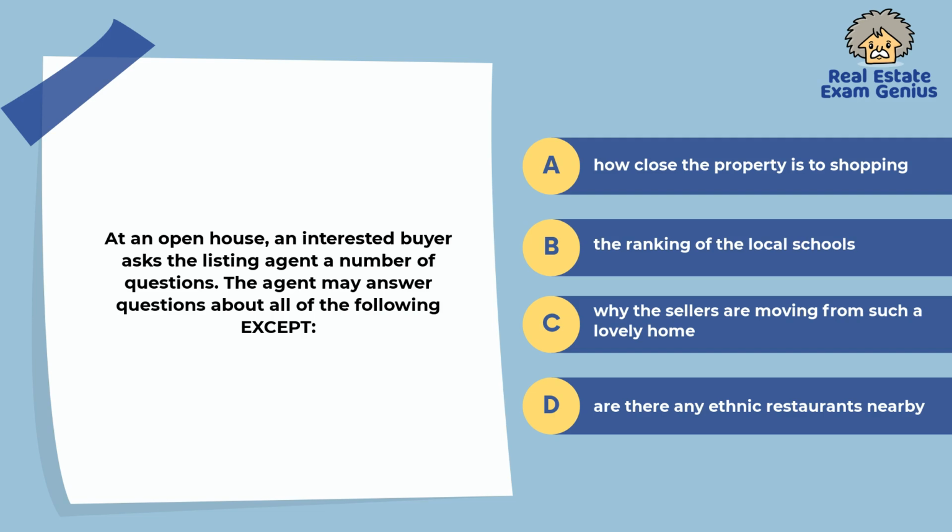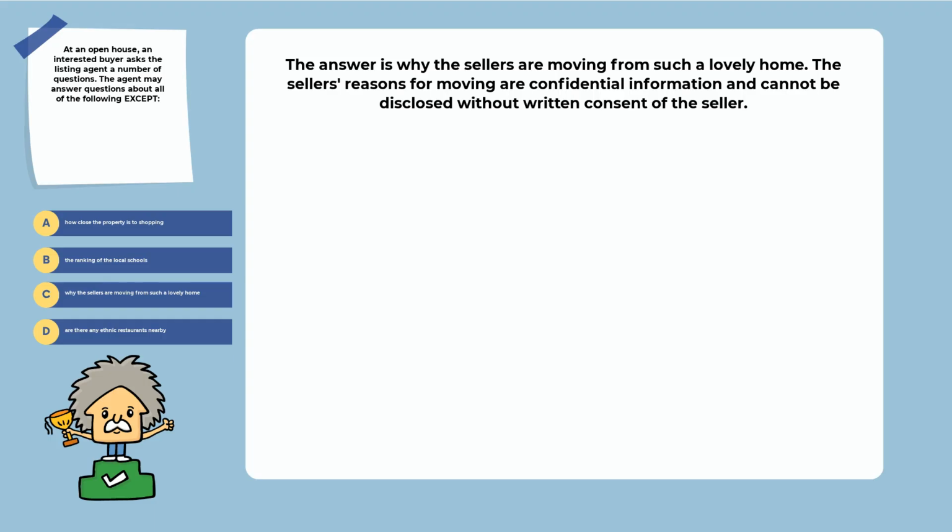At an open house, an interested buyer asks the listing agent a number of questions. The agent may answer questions about all of the following except how close the property is to shopping, the ranking of the local schools, why the sellers are moving from such a lovely home, are there any ethnic restaurants nearby. The answer is why the sellers are moving from such a lovely home. The seller's reasons for moving are confidential information and cannot be disclosed without written consent of the seller.